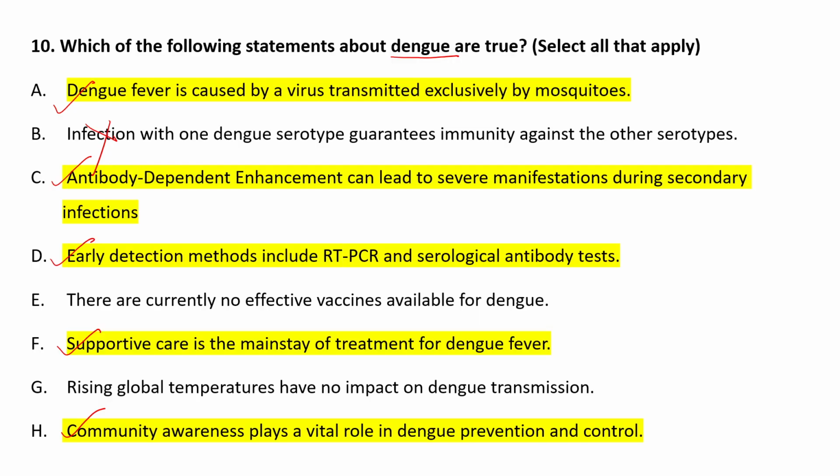Then, that there are currently no effective vaccines available for dengue is wrong. Of course, there are a few vaccines available in the market. Then, that raising global temperature has no impact on dengue transmission is also wrong. It does have an impact because these mosquitoes are easily found in regions near the equator. So these are about the dengue virus infection.